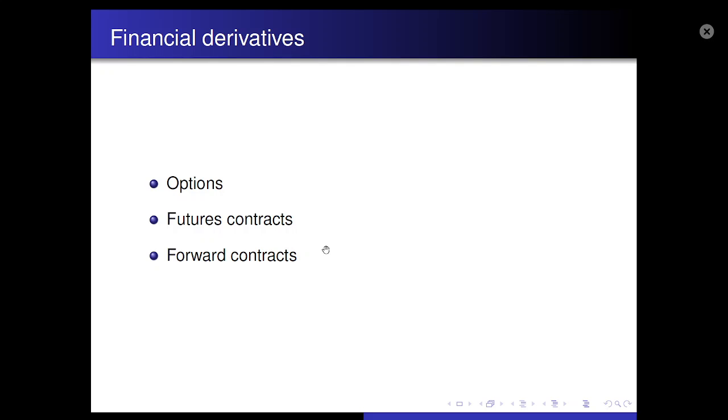First, we learned financial derivatives, and there are 3 financial derivatives we talked about during our lectures. The first is the option. We have the European and American put and call options. Then we have futures contracts and forward contracts. They are similar, but they are also different from each other.